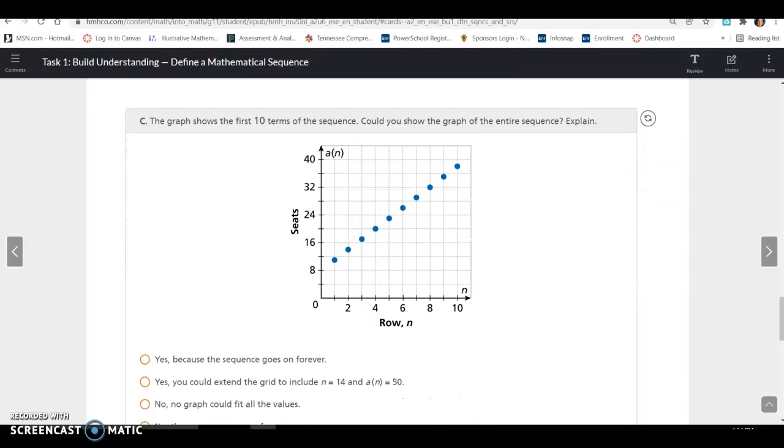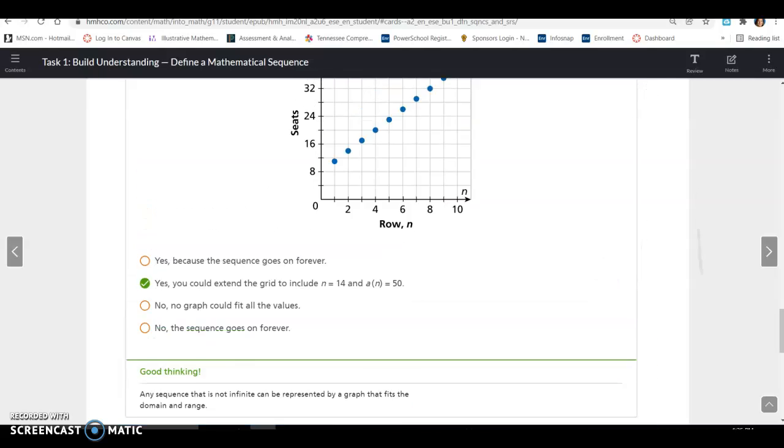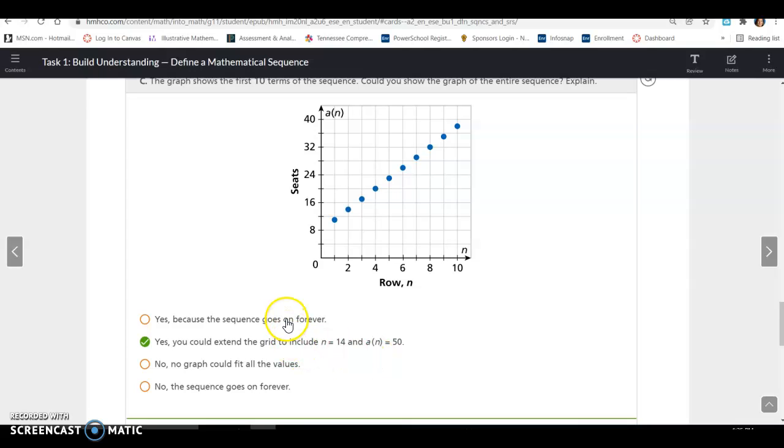All right, it says the graph shows the first 10 terms of the sequence. Could you show the graph of the entire sequence? Explain. All right, so this says row, so there's 10 rows shown, and it goes up through 40 seats. So you could expand this out to 14, because we know there's 14 rows, and then expand this up to 50, because 50 was the biggest number. So it says it doesn't go on forever, but it does go up to n equals 14 rows and 50 seats. So that would be the correct answer for C part.